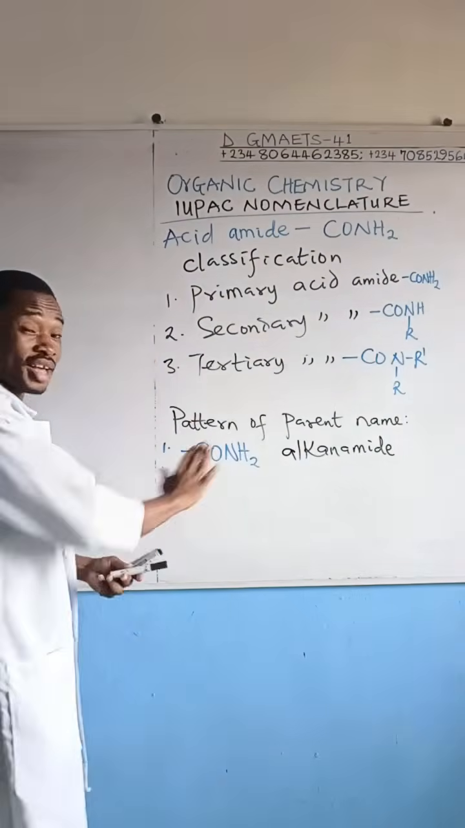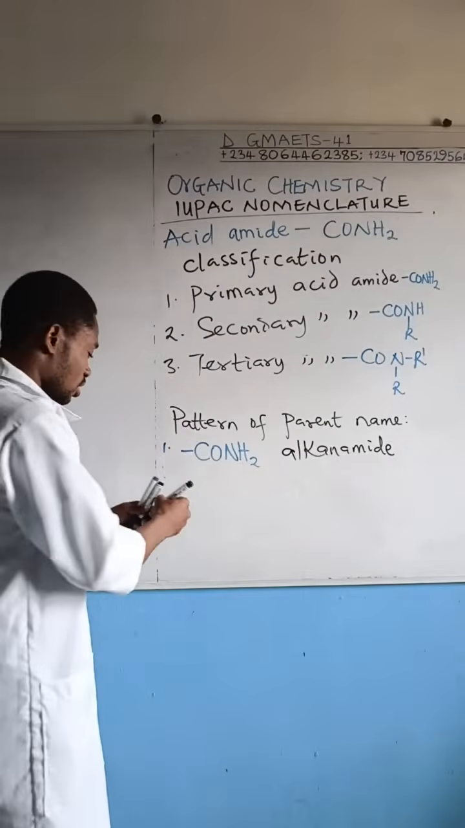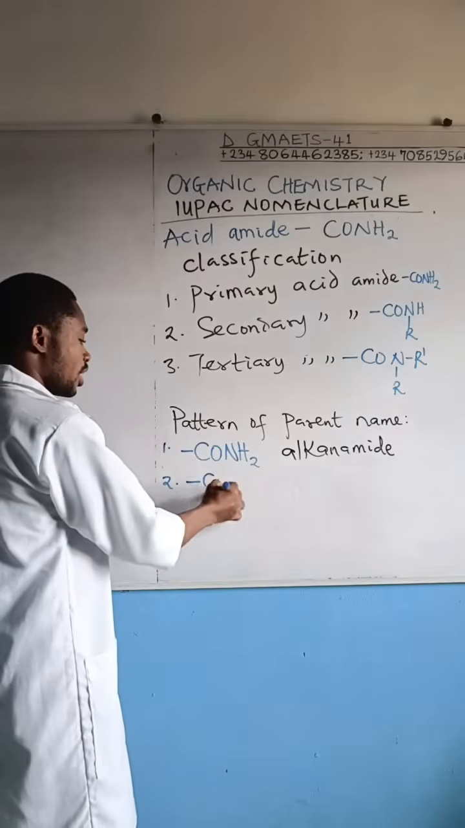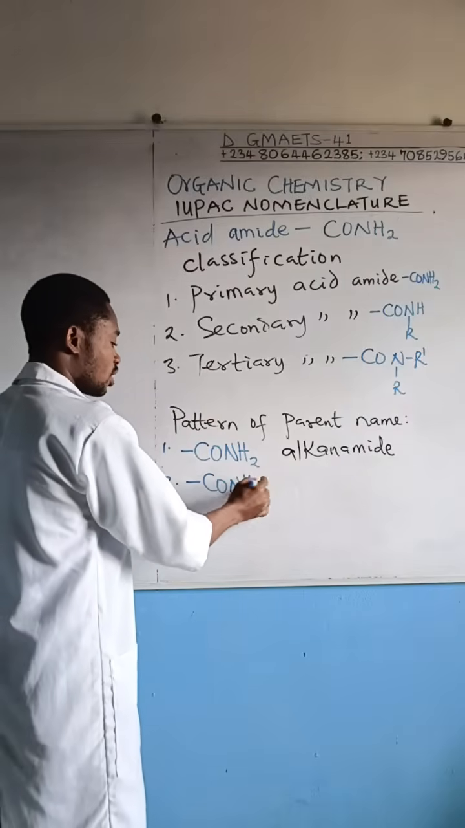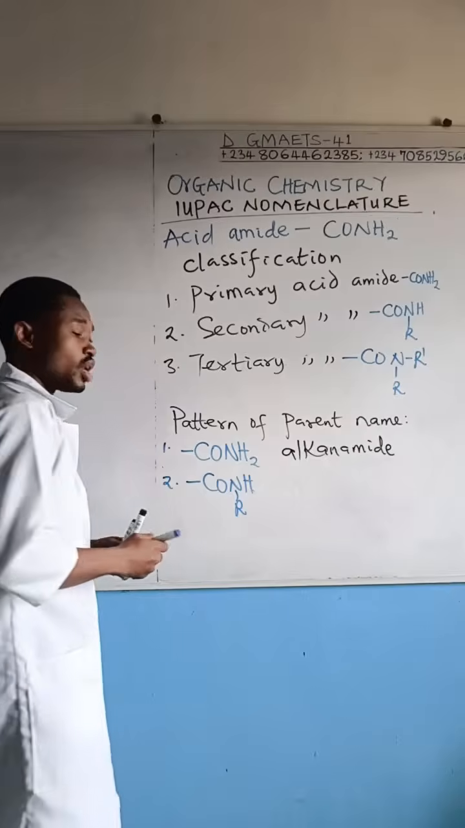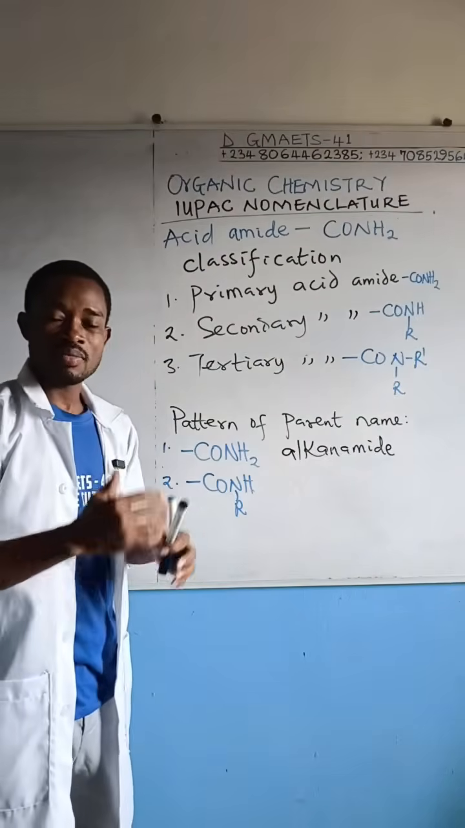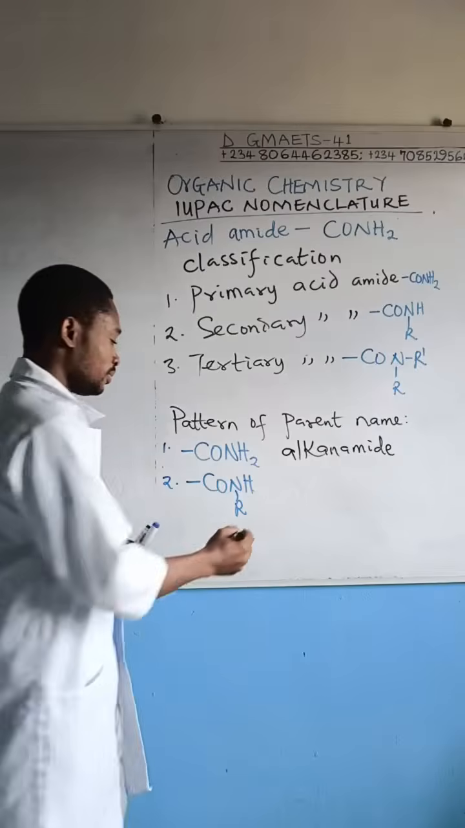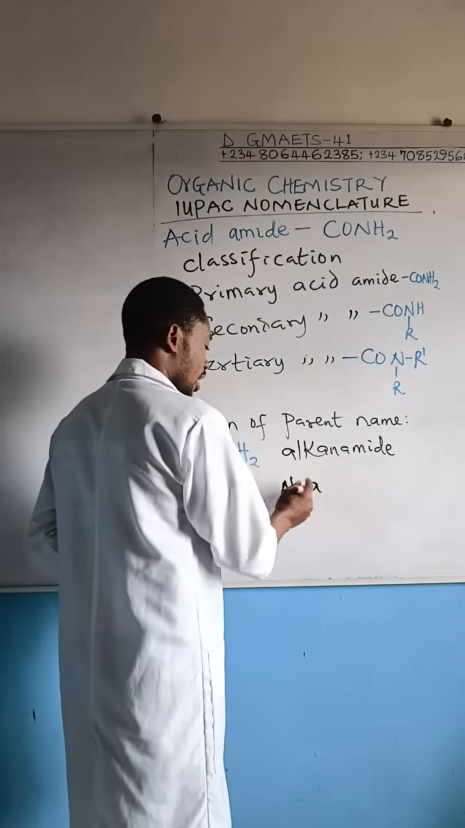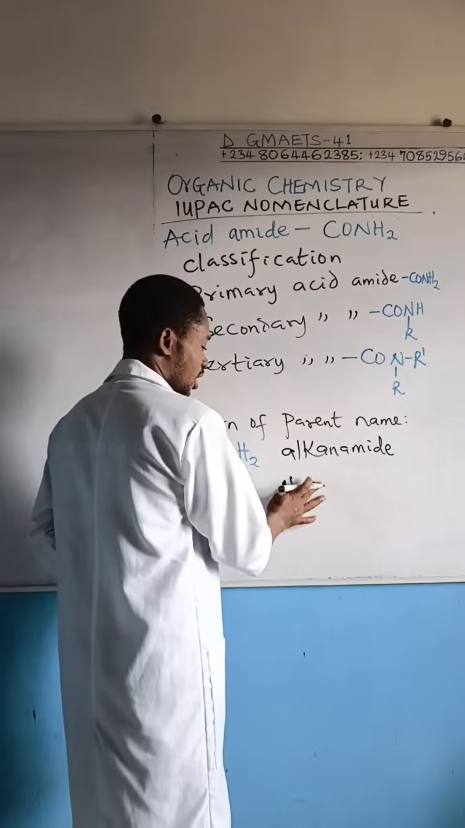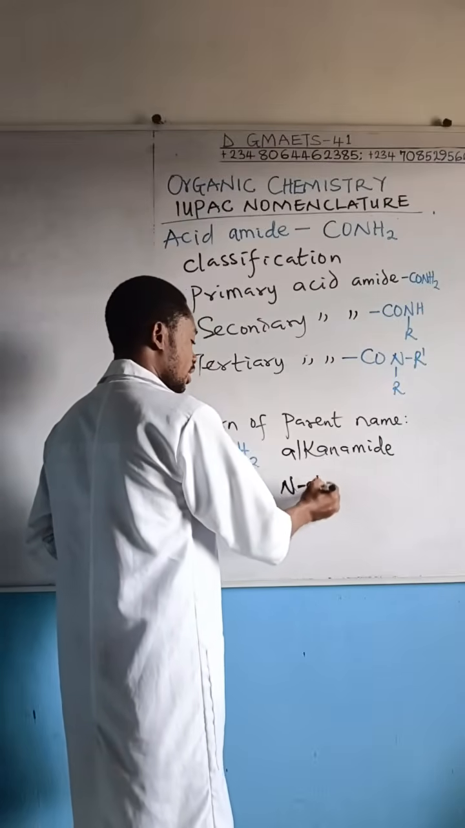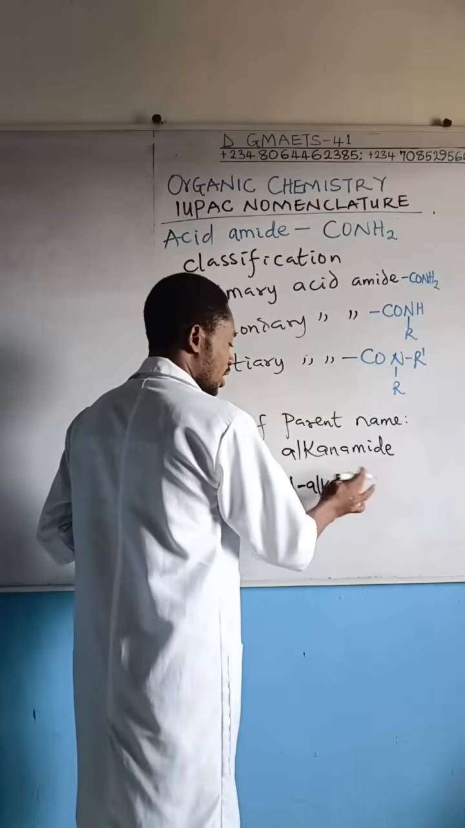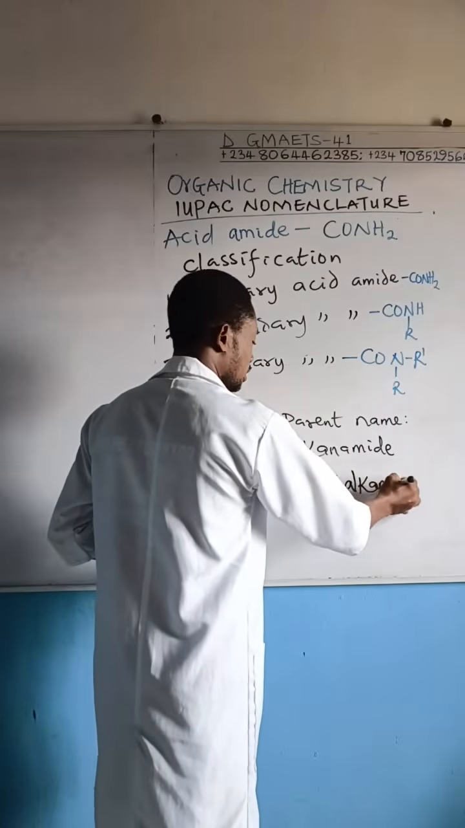All right, good. So that's the way you name the parent, the pattern. Now for secondary, we have something like this. For secondary, the pattern of the parent name is N-alkyl alkanamide.